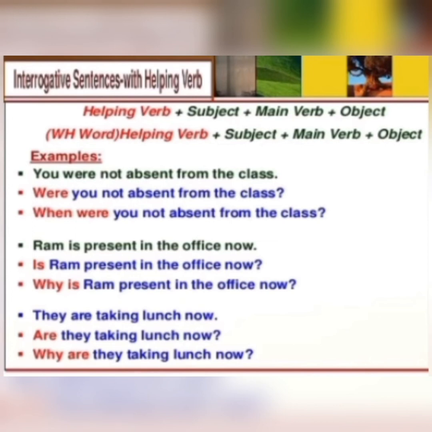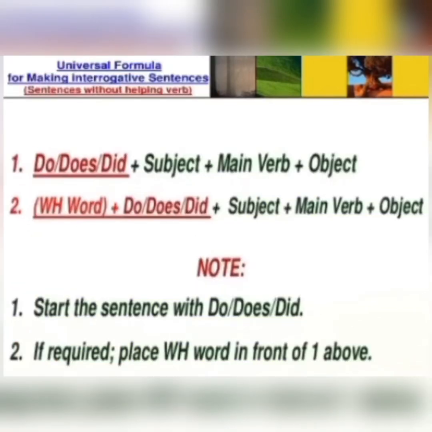So in this way, when your sentence has a helping verb, you will bring it in front, then write the question and put a question mark at the end. In this way, you can change a simple sentence with an auxiliary verb into an interrogative sentence. Now let's look at the sentences which don't have a helping verb in the sentence. So what will we do? Yes, our most helpful auxiliary verbs are going to be there, that is do or does or did.